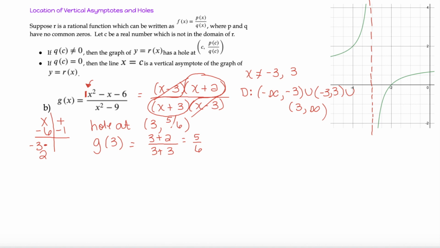Where we can evaluate this as x is approaching -3 from the left-hand side, notice our y values are getting more positive. So our function values are approaching positive infinity. But as x is approaching -3 from the right-hand side, our y values are approaching -infinity.